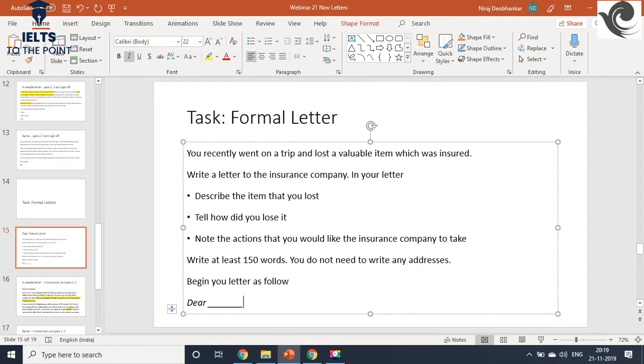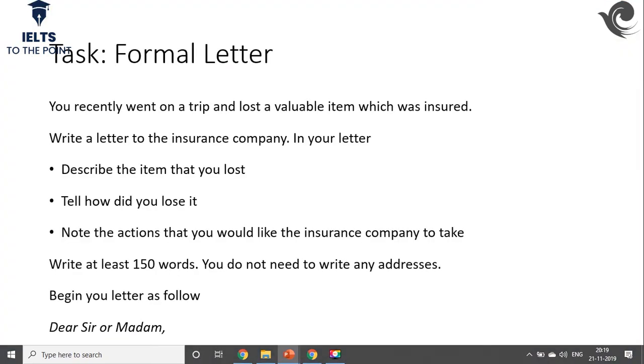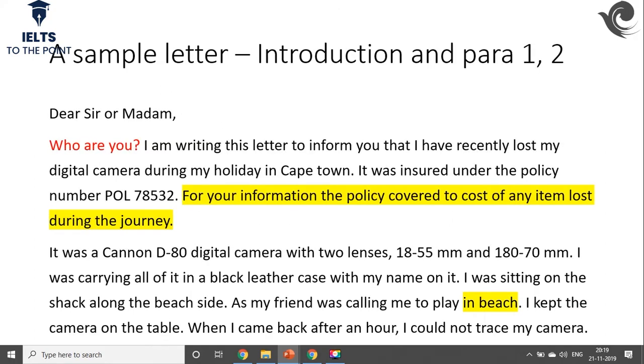The thing is, it should be "Dear sir or madam", because they have said write the letter to the insurance company. So most probably you won't know who is going to open the letter and read it. Right. So this is the sample that one of the students has written. In this case, what this person has done again is he has put the first two paragraphs together.